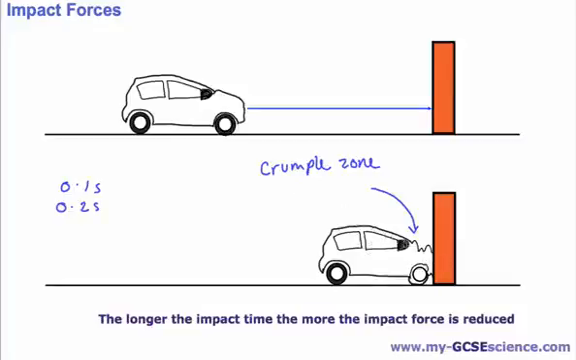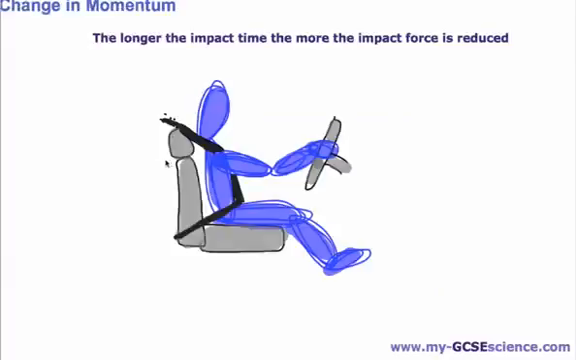Okay, now that's not the only safety feature that we have in cars. Another set of safety features are the features that are inside the car. If we take this idea of the longer the impact time, the more the impact force is reduced, we have various things inside the car. The first one is the safety belt.